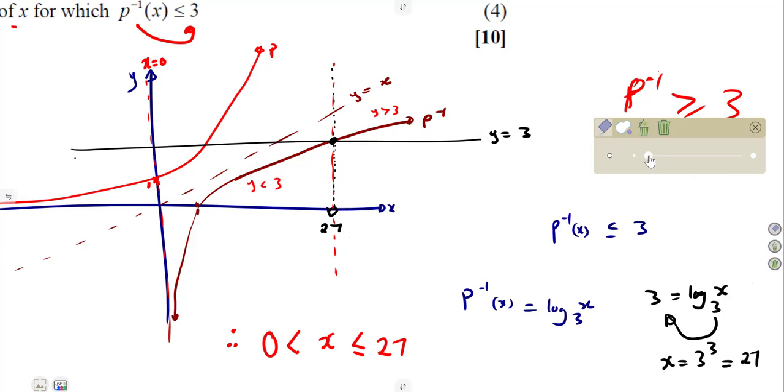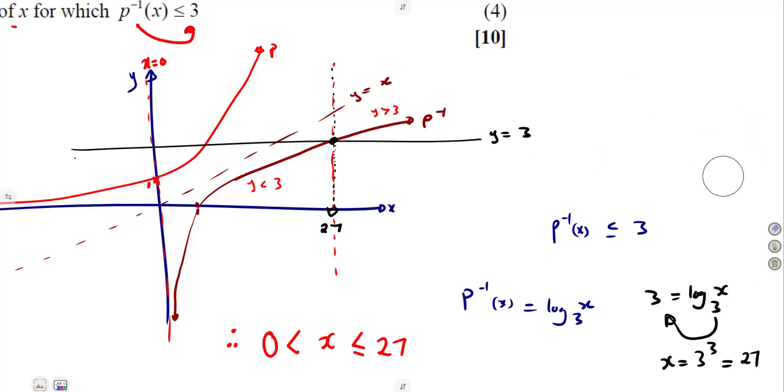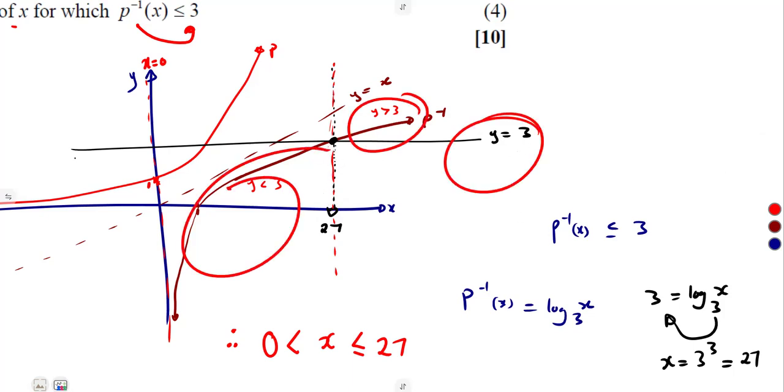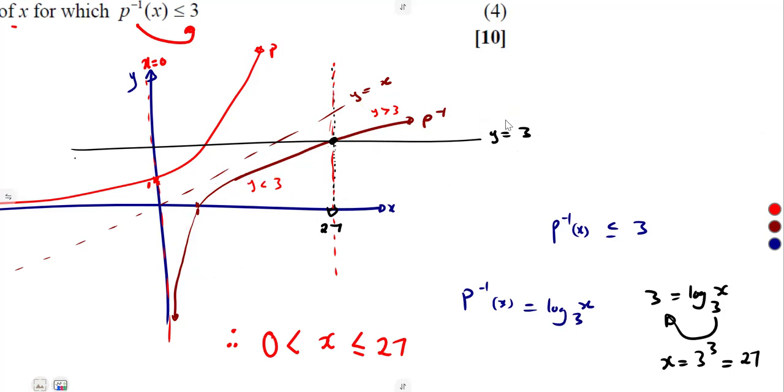All you just need are the critical values, which is compared to the value of x where y is equal to the constant. So where y is equal to 3, what is the value of x on the graph? That is your critical value. Then you compare from there. Is the graph below that line or is it above that line? When it is below, y is less than that. Above, y is greater than that.